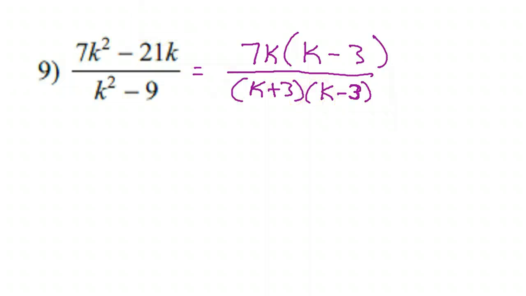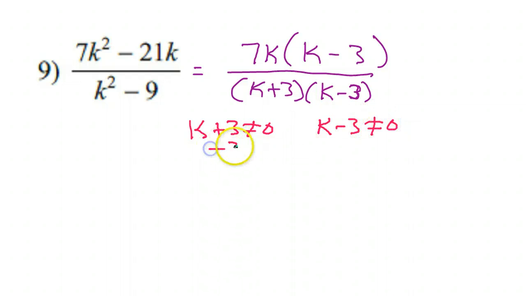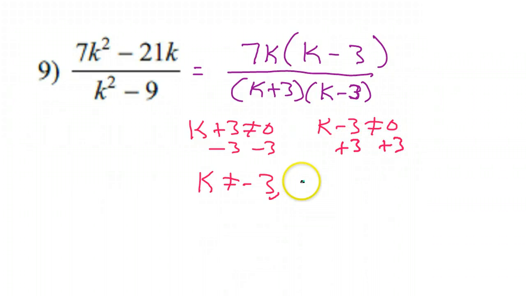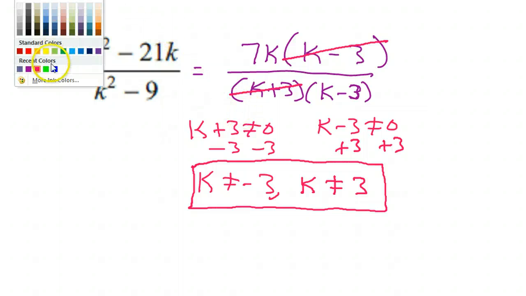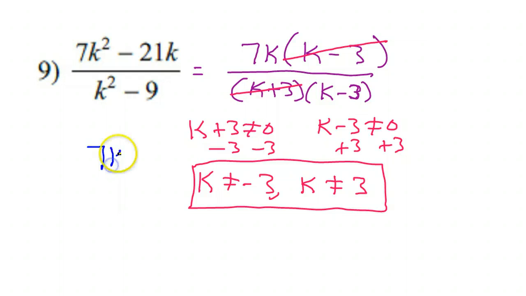Both of these factors will give me a restricted value because k plus 3 cannot equal 0 and k minus 3 cannot equal 0. Subtracting 3 from both sides gives me k cannot equal negative 3. Adding 3 to both sides gives me k cannot equal positive 3. So these are my restrictions. Now as far as the simplified version, the k plus 3's cancel out. So that's going to leave me with 7k over k minus 3.